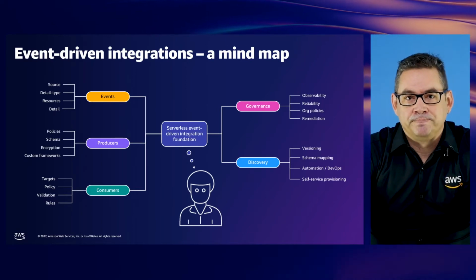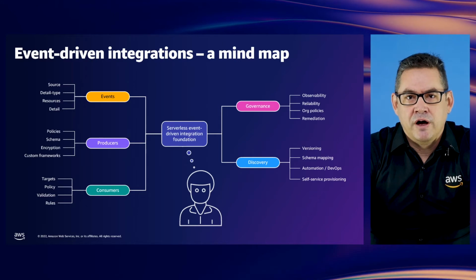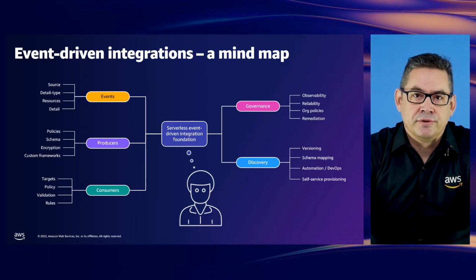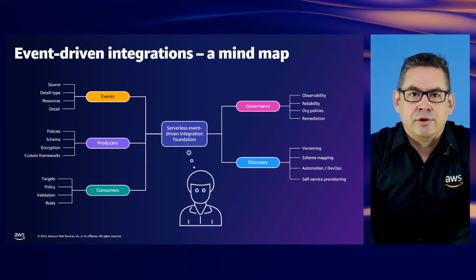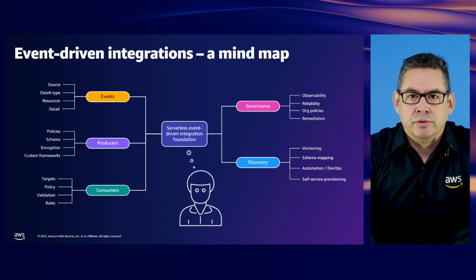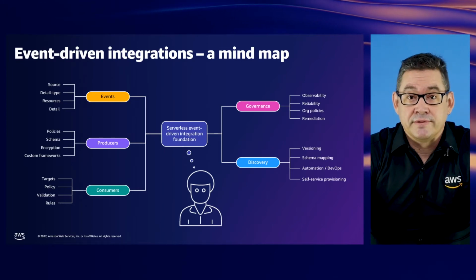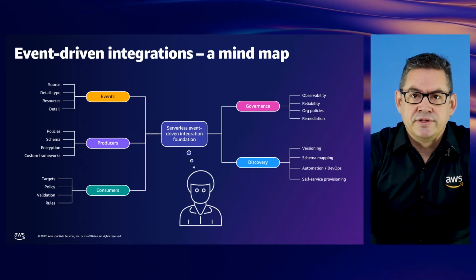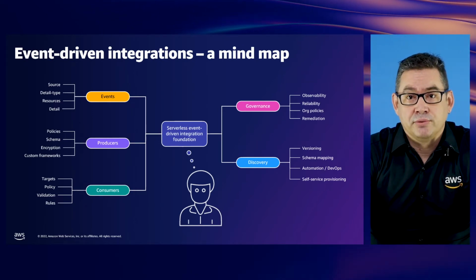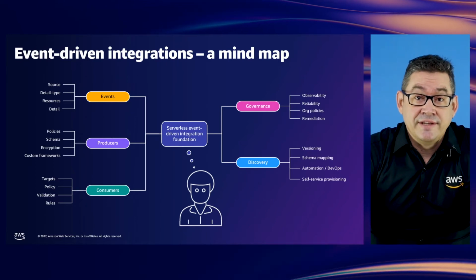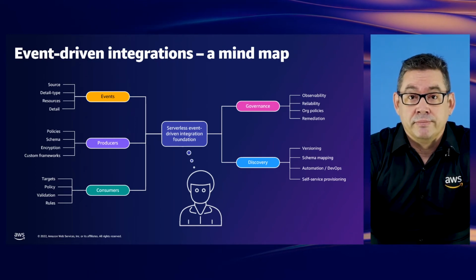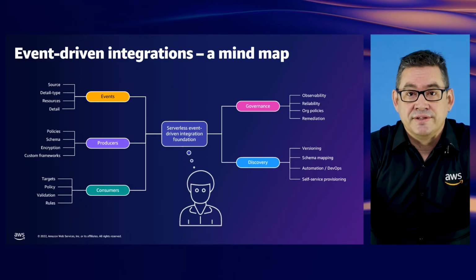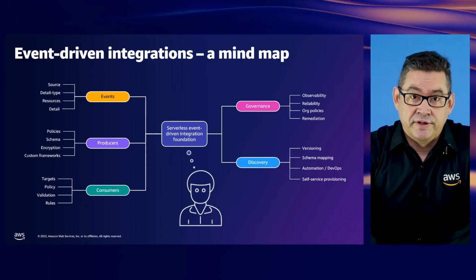Turns out this is actually a pretty useful tool, so I thought, why not share it with you today? Our discussions so far have been largely around producers and consumers, but there are other categories I thought about that are just as important, and this includes things like events, which really are at the heart of our integrations. Governance is also a critical piece of the puzzle, as is the evolving topic of discovery. So let's take a look at each of these in detail and dive into a few specifics along the way.